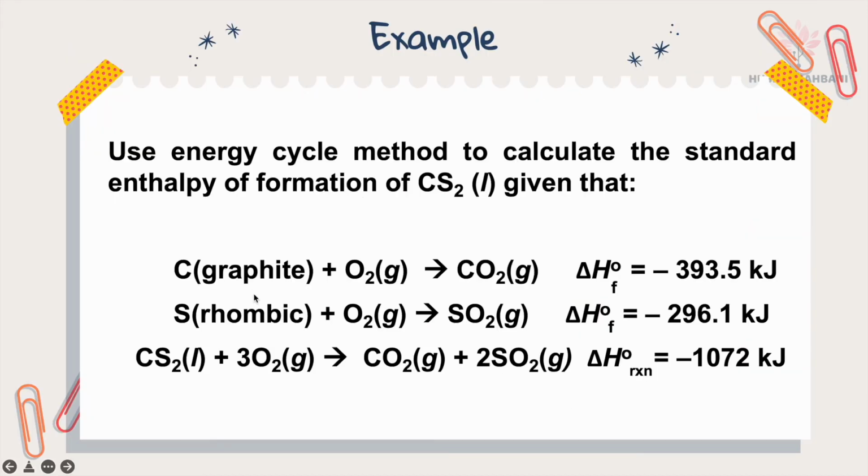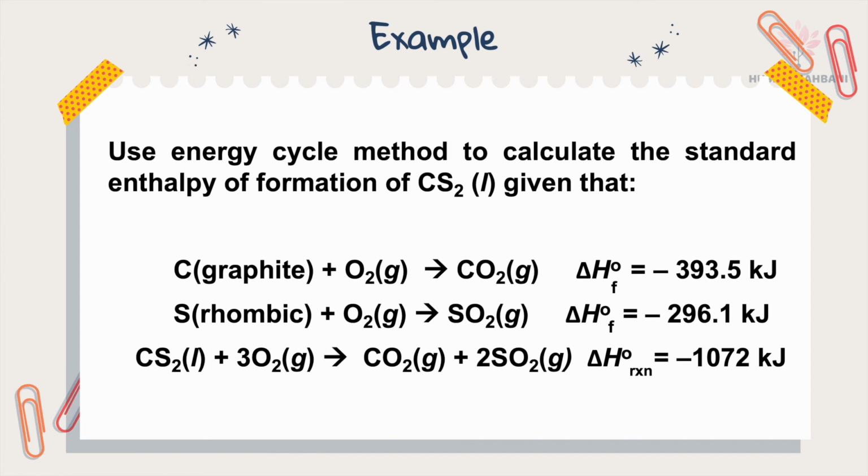Example, use energy cycle method. So here we have to use the energy cycle method to calculate the standard enthalpy of formation of CS2, given that this is liquid, CS2 in liquid form, given that carbon, graphite, reacts with oxygen gas to produce carbon dioxide gas, given the enthalpy of formation, and then S reacts with oxygen gas to produce SO2 gas, given the enthalpy of formation, given the enthalpy of reaction, CS2 reacts with oxygen to produce carbon dioxide and 2SO2.